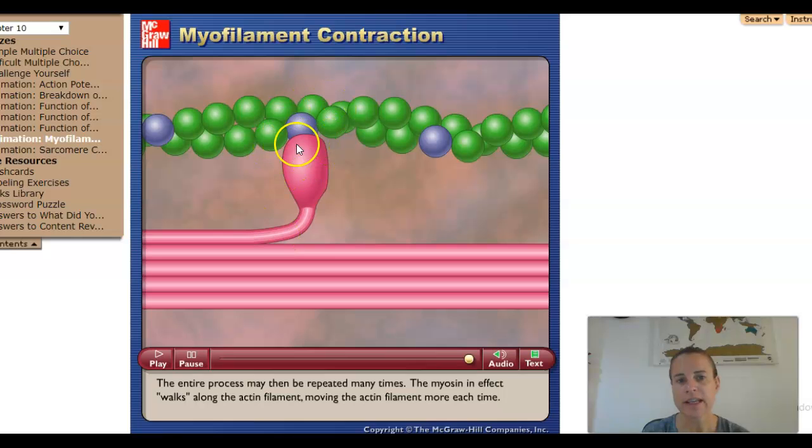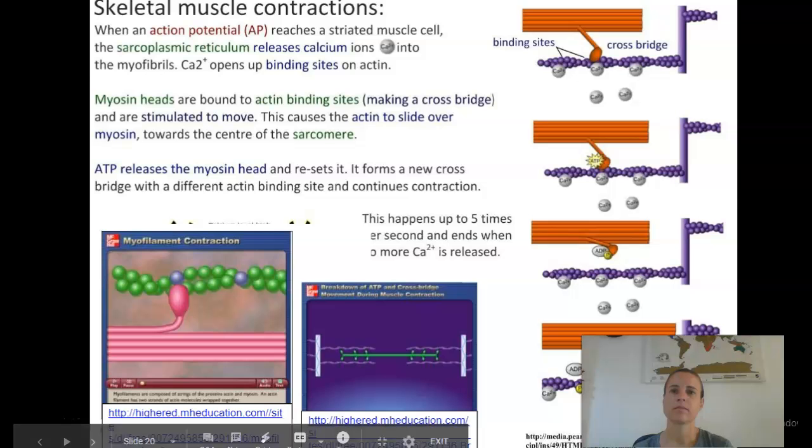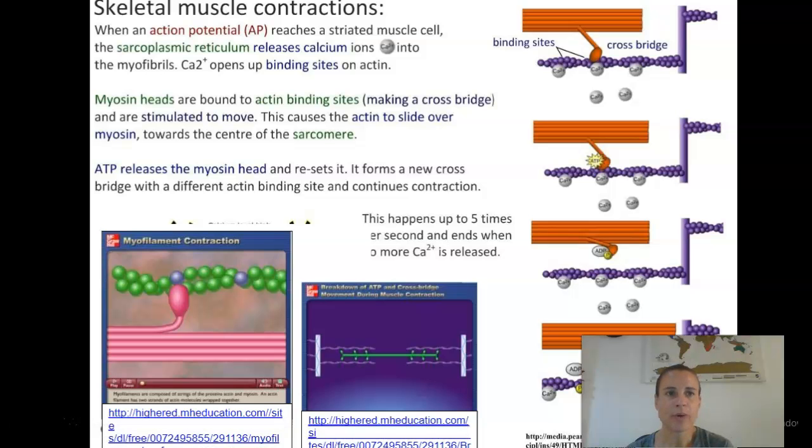So again, you can see it's walking along, stepping along and pulling the actin towards the center. That's happening on both ends of the myosin at the same time. This next part shows a little more information about those muscle contractions.